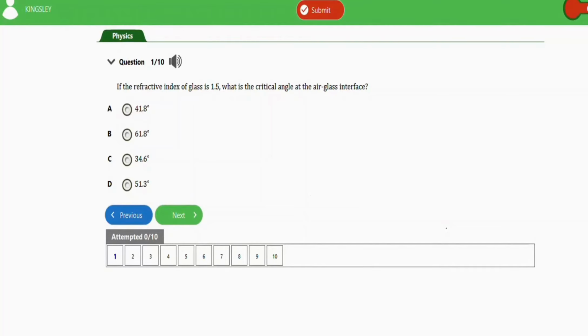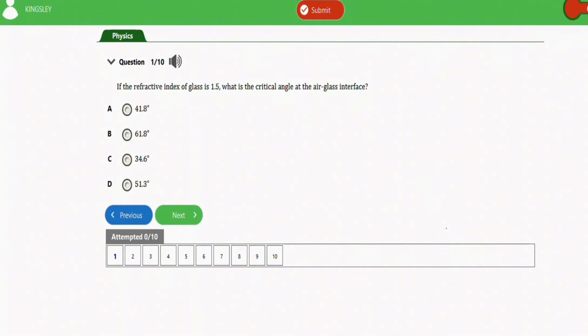In this video, we are going to learn how to solve these JAMB Physics repeated questions under the subtopic glass prisms and refraction of light. So we are going to practice with 7 repeated questions for this subtopic. Let's get started. The first one I have here says, if the refractive index of glass is 1.5, what is the critical angle at the air glass interface?